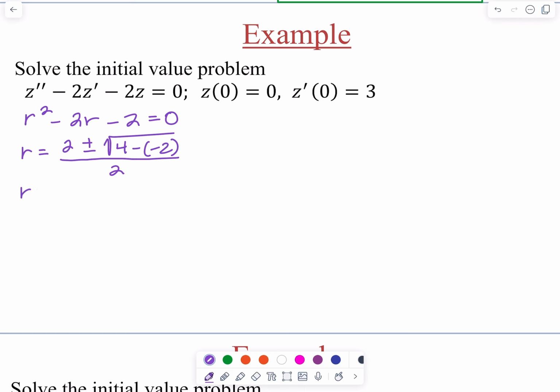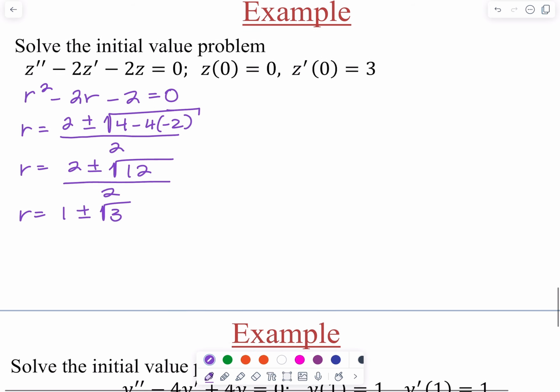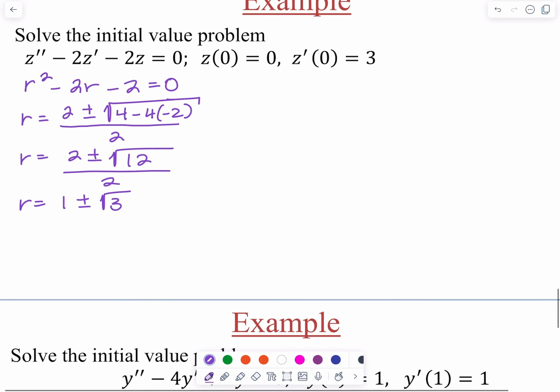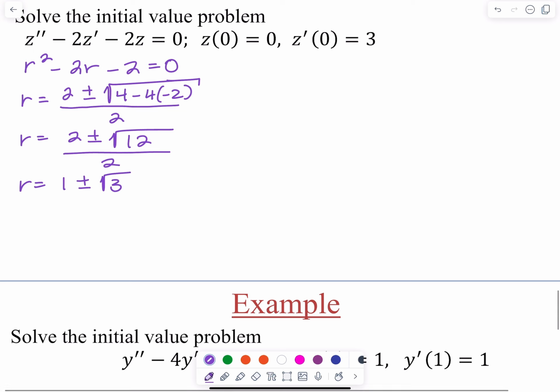And so here we have r is equal to 2 plus or minus the square root. Well, I think I'm going to try that one more time. 4 minus 4 times 1 times -2. So we have 4 plus 8, which is 12, all over 2. And of course we have 1 plus or minus the square root of 3, since that 12 is 4 root 3. Okay, so with that, what we can do is we can write our general solution.